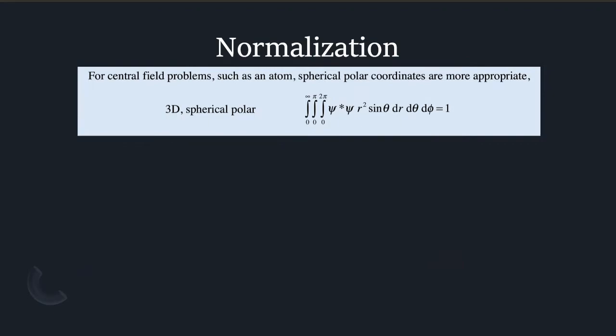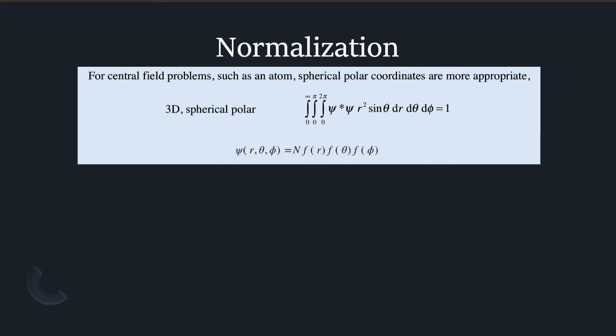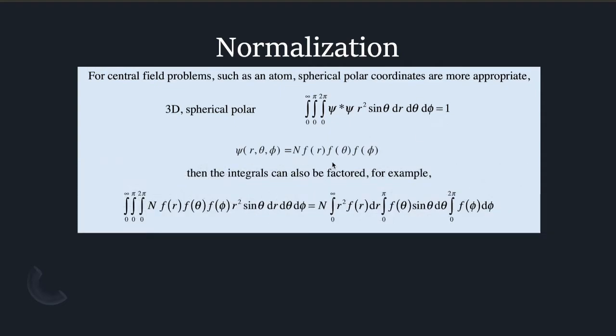So let's do one of these triple integrals. If we have a wave function, like we're often going to see, that can be factored into a function of the radial coordinate, a function of the polar angle, and a function of the azimuthal angle, multiplied by some normalization constant, then we can also factor this triple integral into a product of 3 integrals. And in those integrals, we only integrate one variable at a time: phi, theta, or r.